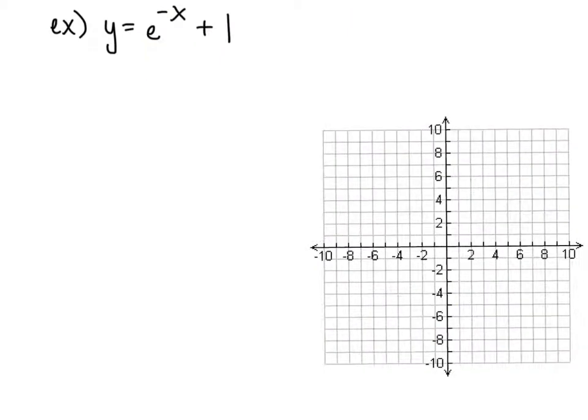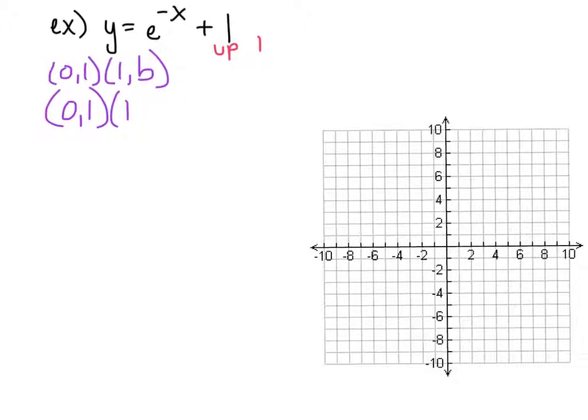Now, y equals e to the negative x plus 1. What's the only transformation here? It moves up 1. So I need to start by figuring out 0, 1 and 1, b. Here's the biggest mistake people make. They write 1, e to the negative x. But you can't have the x as a number. This is my r, that little negative thing. So this is e to the negative 1.